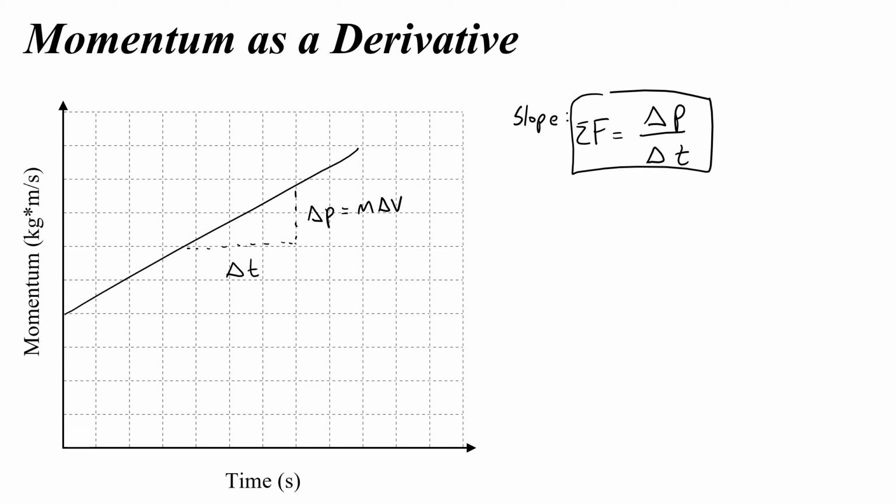Now, slopes are derivatives. And if I think about not the finite change, but instead the infinitesimally small change, the dt, and then the dp, then I'm going to get that the net force is equal to dp over dt, which is our equation for the derivative of momentum with respect to time. Let's do an example where we take a look at a graph and need the slope to find force, then a problem where we're given a momentum function and we need to take the derivative to find force.